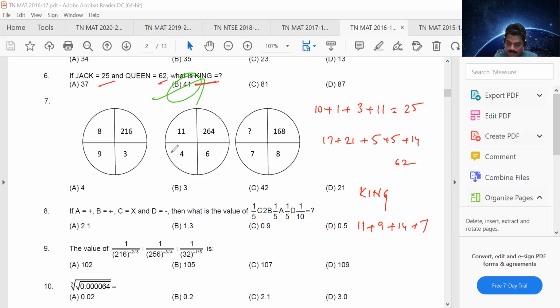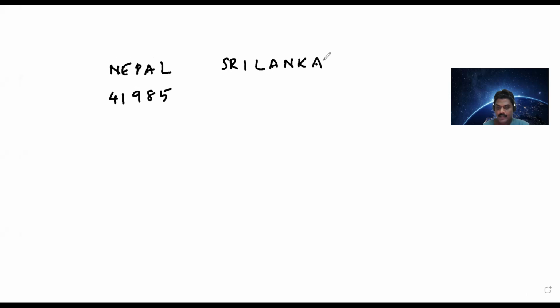Right. Apart from this, I have a few more questions that I would like to bring to your notice. And you can take it as a practice thing also if you want. So here what they have done is they have given you a few words: Nepal is coded as 41985, Sri Lanka is coded as 3625848, and India is coded as 24028. Okay, sorry. You have to find the code for India.